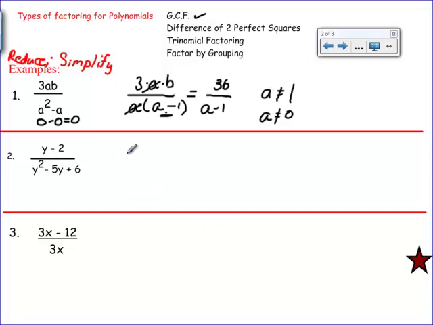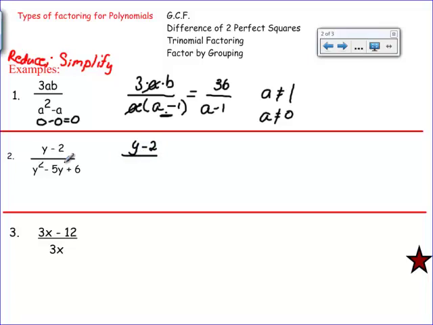Okay, the second one. We want to reduce this fraction also. We go through our steps. Is there a greatest common factor? Nope. Is it a difference of two perfect squares? Nope. Is it trinomial factoring? No. Factor by grouping? Actually, this one was totally factored. y minus 2.